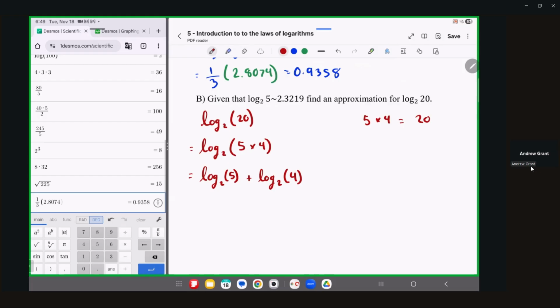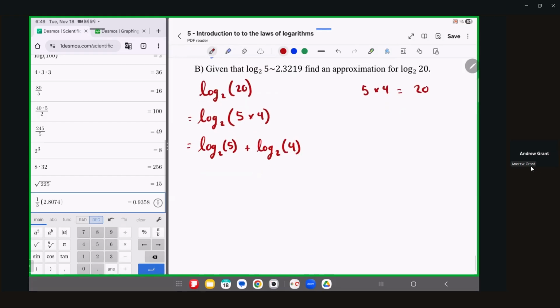I'm just putting brackets around the numerical part of the logarithm just because I find it easier to track. Okay, so log base 2 of 5, we said was this 2.3219 number. Log base 2 of 4 is the same thing as log base 2 of 2 to the power of 2. So we end up getting 2.3219 plus just 2, which is going to give us 4.3219.